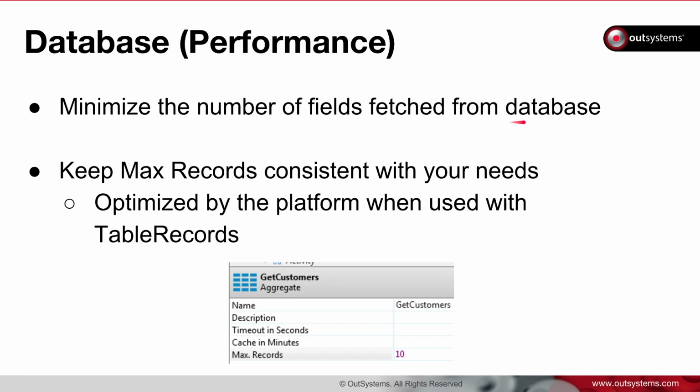So minimize the number of fields. Again, this is obviously a database-related optimization. It is valid for any programming language and also for the OutSystems platform. It helps the database engine to only prepare internally just the right amount of information to transmit over to the application server which needs it.